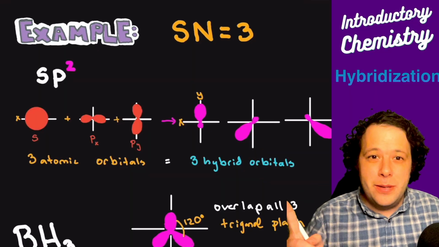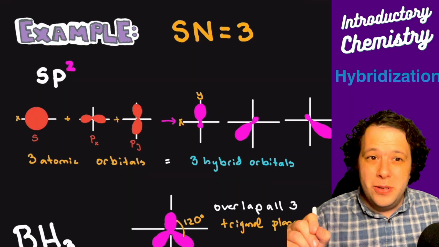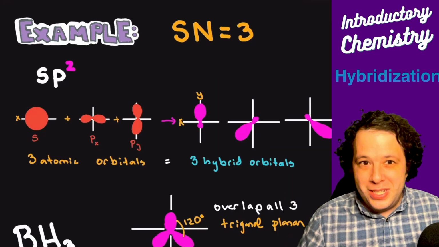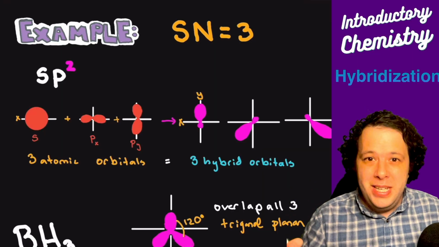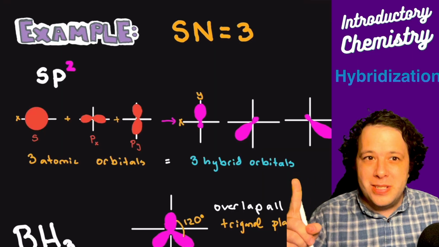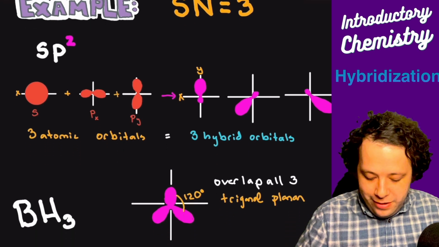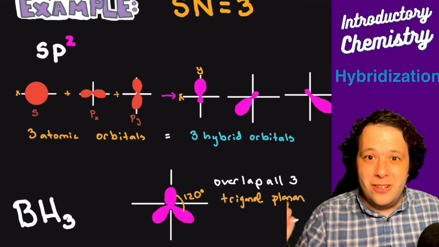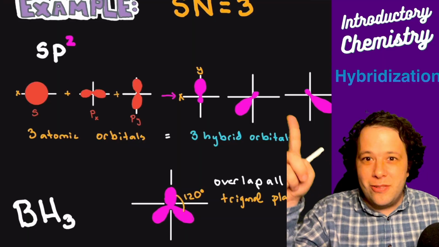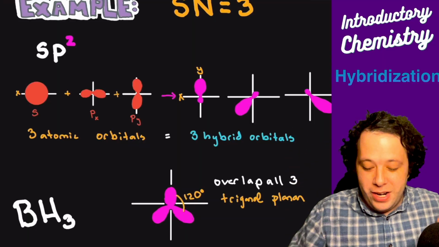SN equals 3. All right, so the steric number is 3. We have 3 orbitals going in, 3 orbitals coming out. So s plus p plus p is going to make these 3 hybrid orbitals, to make sp2. And when we overlap all of them, it's going to look like the trigonal planar geometry. We're adding all 3 of those together because they're overlapped, so it's going to make a triangle.